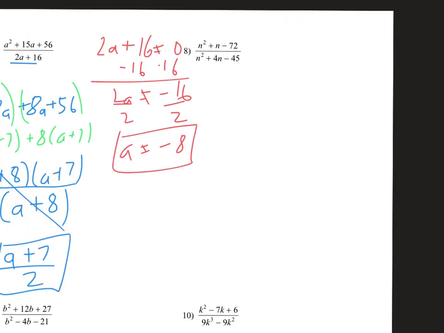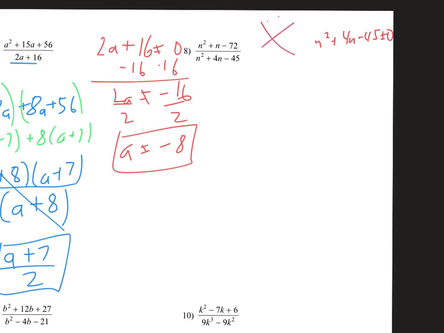All right, next up here, number 8. So I'm going to do the excluded value first. So we're going to take the denominator, and we're going to say that that cannot equal 0. We are going to have to factor this right now. We'll have to factor the numerator and denominator eventually.